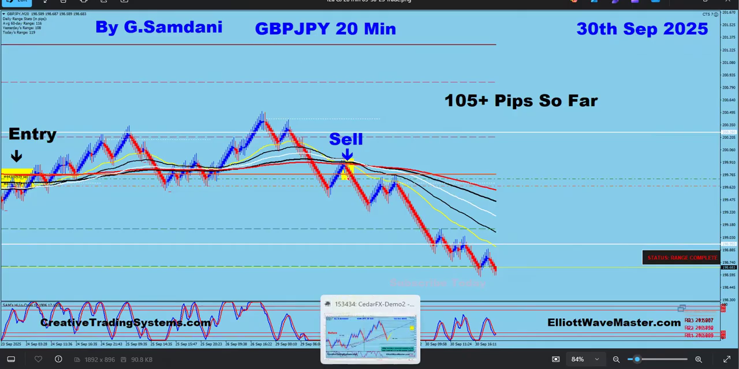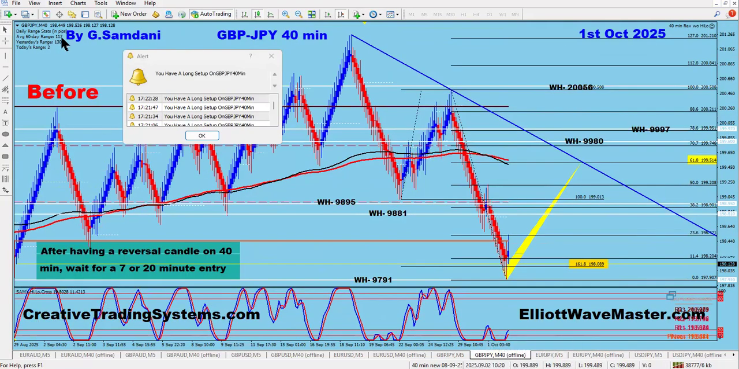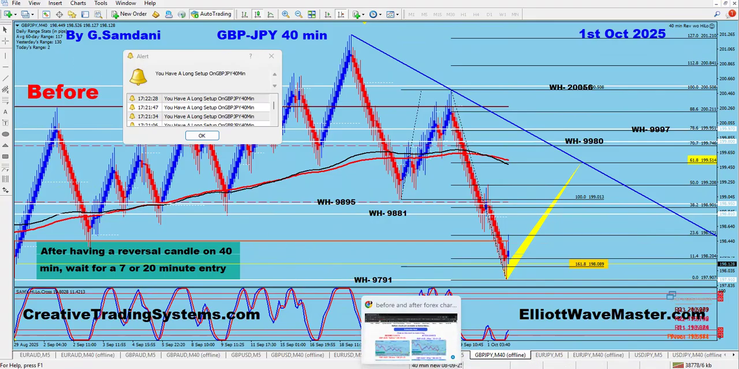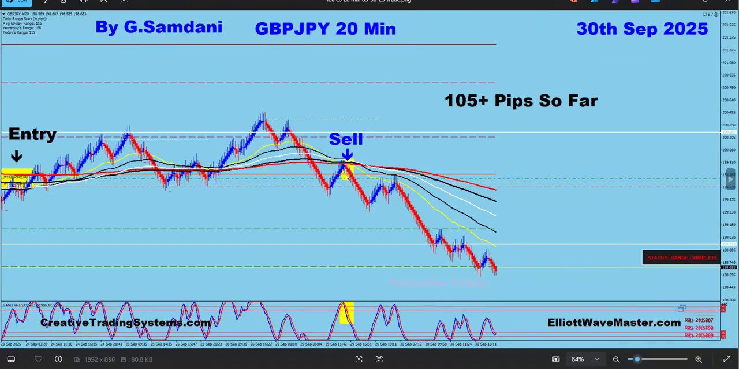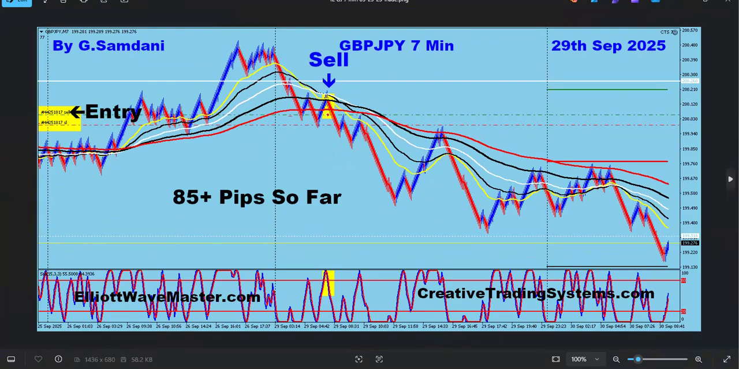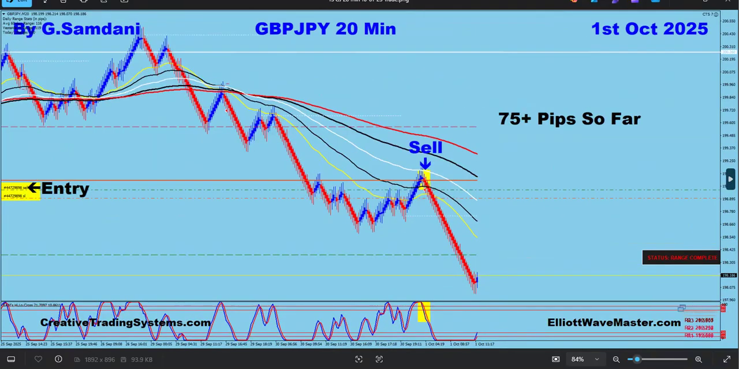So the daily range of pound yen is how much? Pound yen, 117. And yesterday it did 130, right? So basically, I took advantage of that and ended up with a 110 pip trade. This one, whoops, this is the first one. And yeah, this is 105 pips and then 75 pips, right?